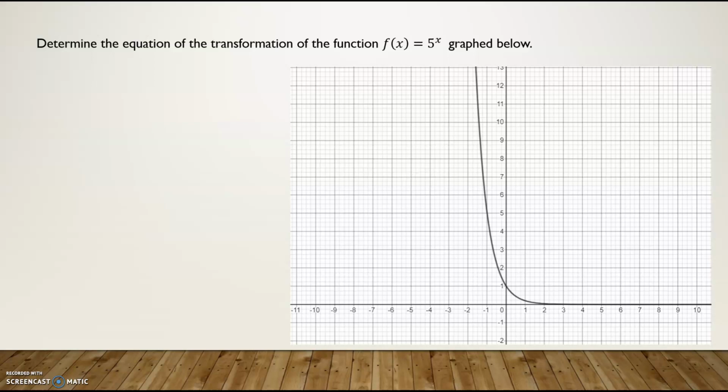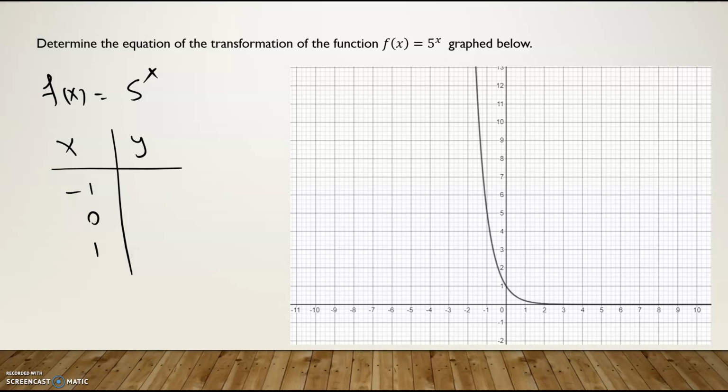Now let's first graph the function f of x equals 5 raised to x, and we'll use blue color for this one. Okay, so we're going to have a t-table, and let's use negative 1, 0, 1, and we'll use 2 as well. 5 raised to negative 1 is 1/5. 5 raised to 0 is 1. 5 raised to 1 is 5. And 5 raised to 2 is 25. That goes off the chart, so we won't use 2.